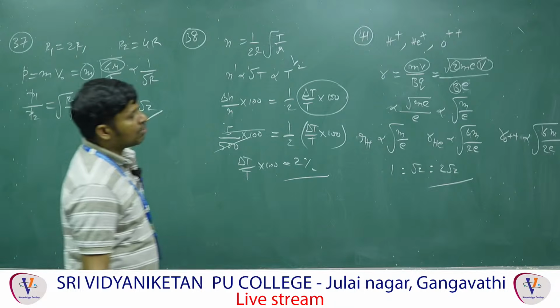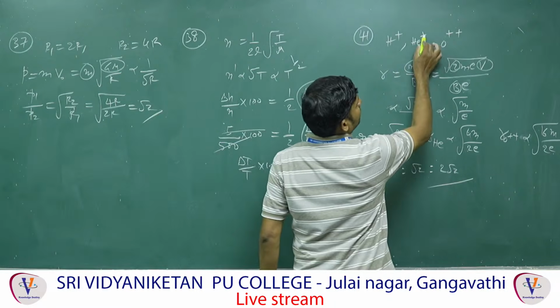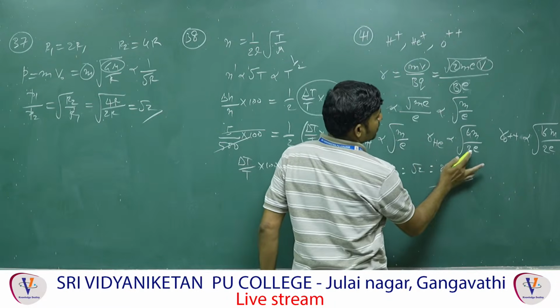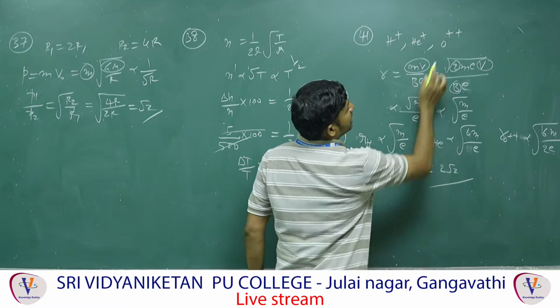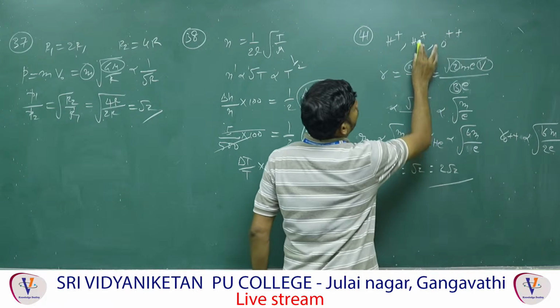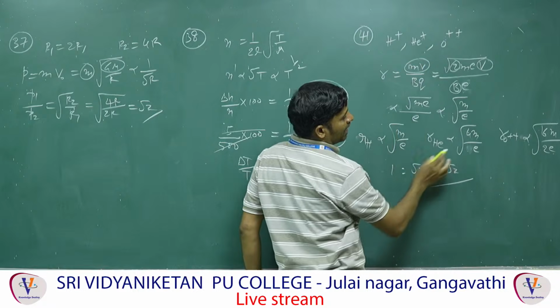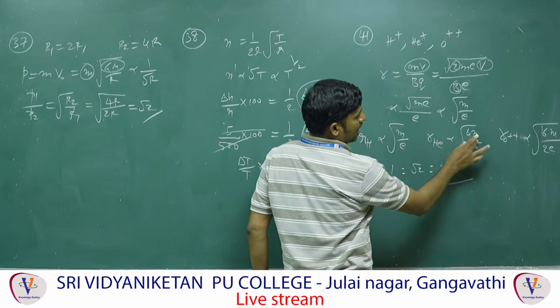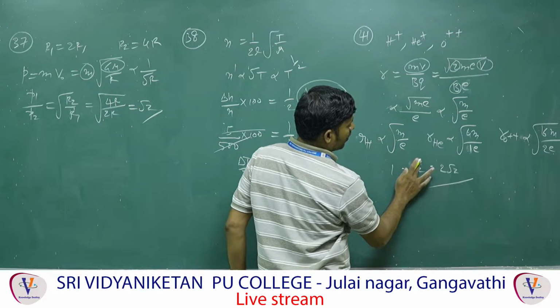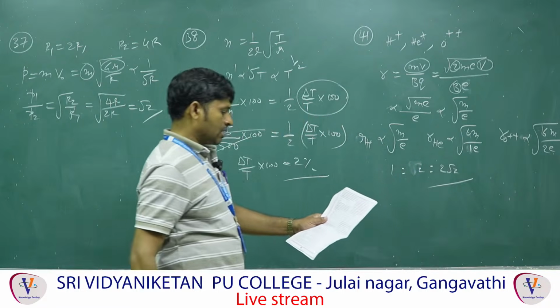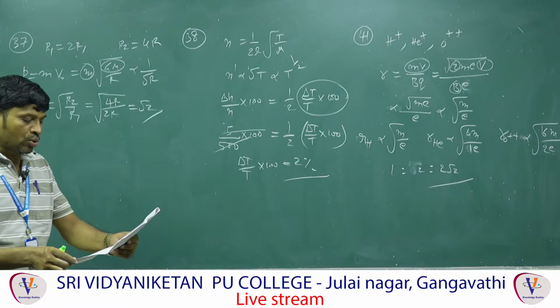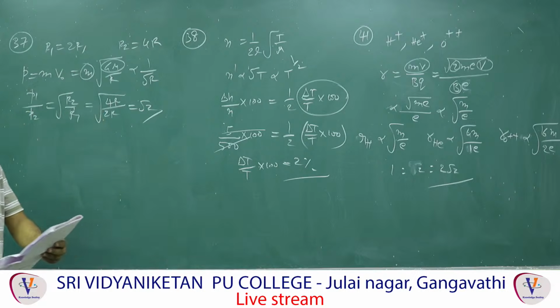For He plus there is only 1 e, and for the double plus there is 2e. For the hydrogen ion there is only 1 e. So when m by e is taken, root 4 by 2 gives 1, and the ratio is 1 is to 1 is to 2 root 2. That is the answer. So for 41, the third option. This was a simple question: hydrogen ions have 1 plus, that is 1e, and 2 plus means 2e.